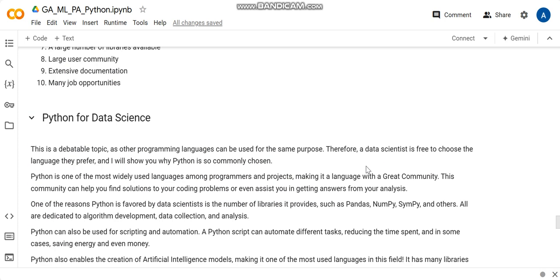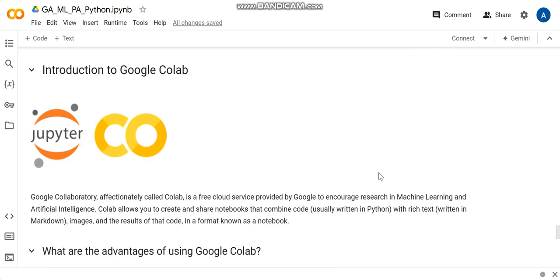Python for data science. Python is widely used in data science because of its versatility and powerful libraries like pandas for data manipulation, numpy for numerical data analysis, and libraries like TensorFlow and Keras for machine learning and deep learning. Introduction to Google Colab. Google Colab is a cloud-based platform that allows you to write and execute Python code in a notebook. It's especially popular for machine learning and data science projects.